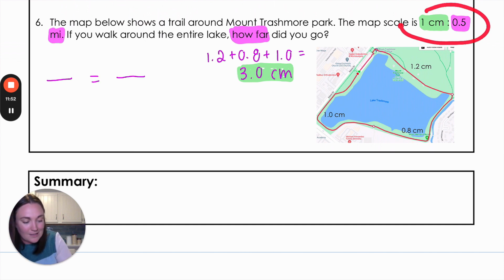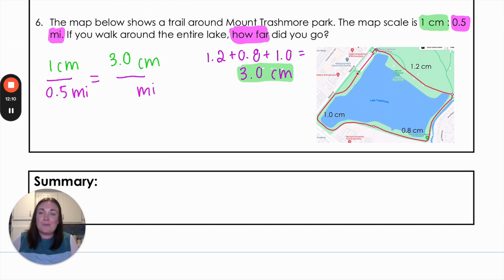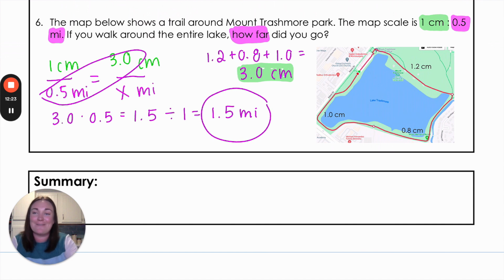Again, I know that 1 centimeter is the same as my 0.5 miles. I've got 1 centimeter, 0.5 miles. So I know that those miles have to stay on the bottom. Those centimeters have to go on top. I know that that third number, 3.0, is going to go on top, and that means our x is on the bottom. So pause one last time and solve for that missing distance. And hopefully we got this. When we walk all the way around that lake, we are going to be walking 1.5 miles.